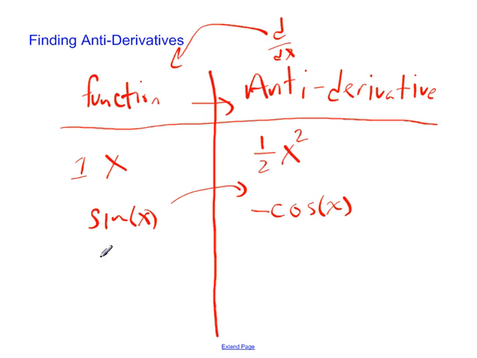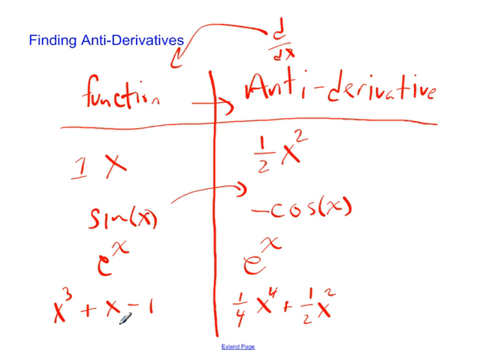Let's look at a couple more. E to the x. Oh, that's our favorite function. It's just e to the x. What about something like x cubed plus x minus 1? We'll treat each one of those independently. So x cubed becomes x to the 4th, and we put a 1/4 in front. And then x, we've already done that, 1/2 x squared. And minus 1 becomes minus x. And those are the antiderivatives.